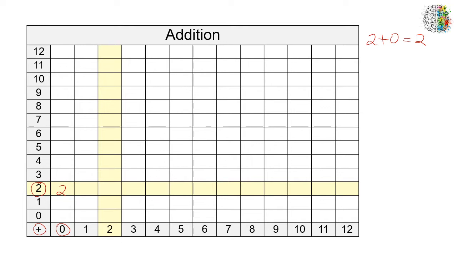Now my next one is 2 plus 1 is 3. 2 plus 2 is 4. 2 plus 3 is 5. 2 plus 4 is 6. 2 plus 5 is 7. 2 plus 6 is 8. 2 plus 7 is 9. 2 plus 8 is 10. 2 plus 9 is 11. 2 plus 10 is 12. 2 plus 11 is 13, and 2 plus 12 is 14.